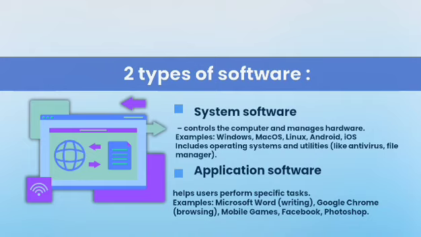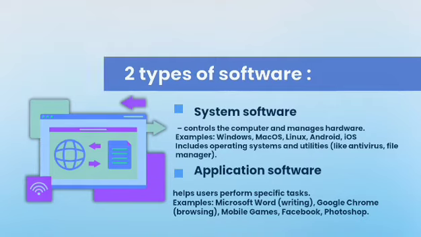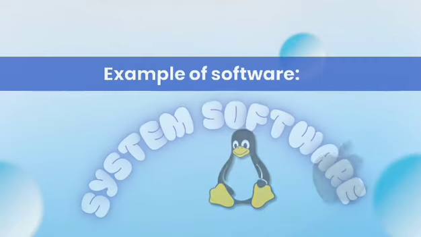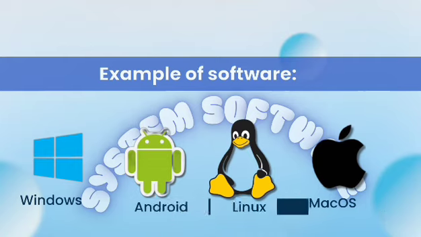There are two main types of software. First, system software. This type controls the computer and manages the hardware. Examples include Windows, Mac OS, Linux, Android, and iOS. It also includes utilities like antivirus programs and file managers.